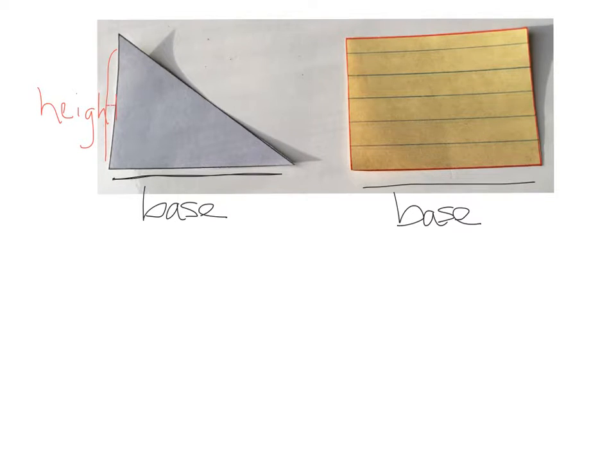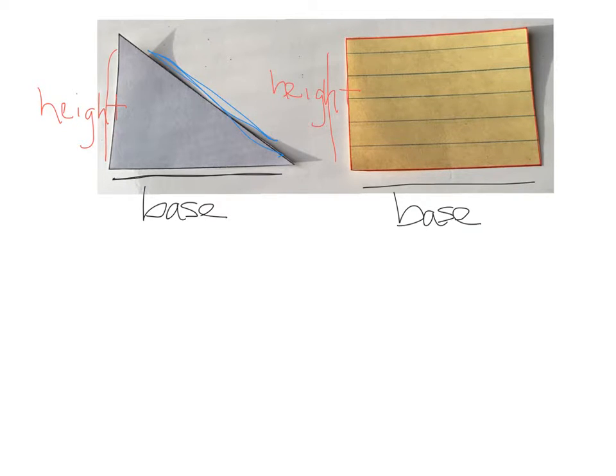Now you say, well, what about this other side over here? Well, that is definitely not the height, because you would never stand that way when you're measuring your height. So think about how you stand. You stand like this when you're measuring your height. So that's the height. And so over on this rectangle, that is also the height.